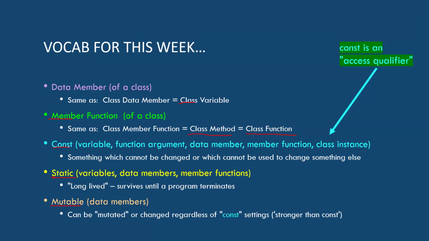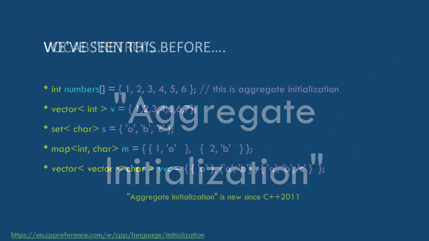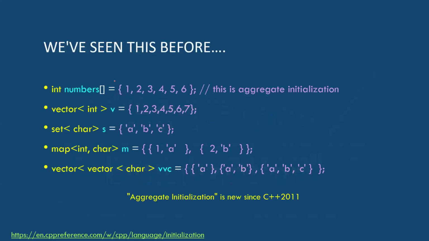We refer to const as an access qualifier. I'll probably just call it a qualifier. One other thing while we're on the subject of vocabulary, aggregate initialization is this, right? A lot of people are like, what do we call that thing? Typically it's referred to as aggregate initialization. So if you hear me use that term, hopefully you'll know, oh yeah, we've done that a lot of times, but that's what that tends to be referred to, okay?